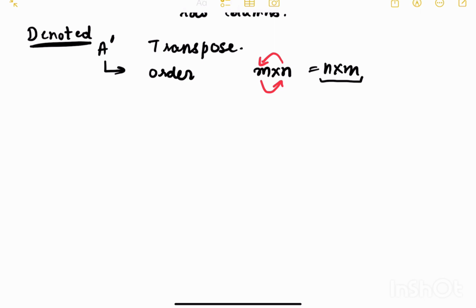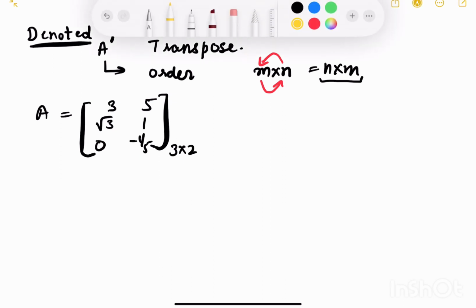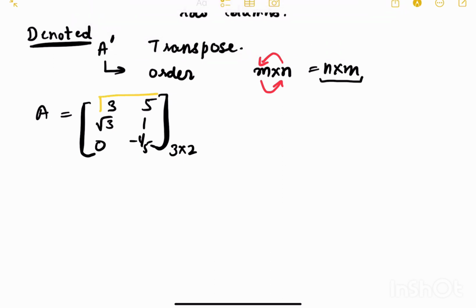I will just give an example so that it will be clear how we find the transpose. For example, I have a matrix A which has elements 3, 5, root 3, 1, 0, and 1 by 5. So what is the order here? We have 3 rows and 2 columns, so it will be 3 cross 2, isn't it? The first and foremost step is to focus on the first row. The aim here is that the first row will be changed into my first column. So this will give me my transpose.